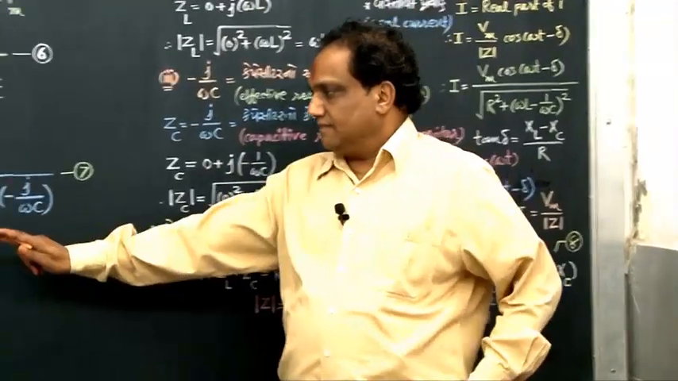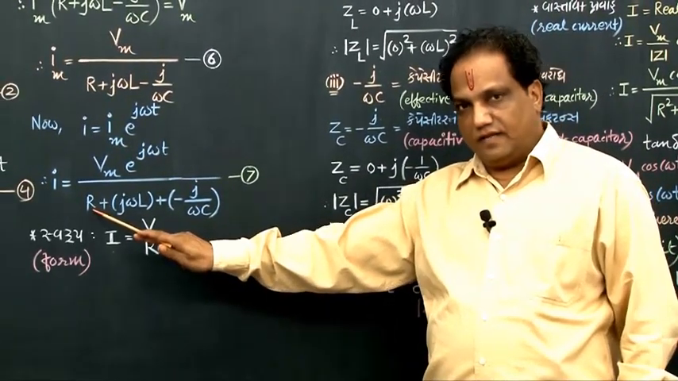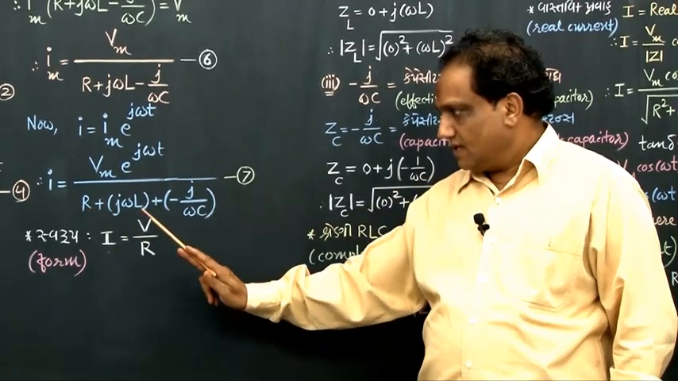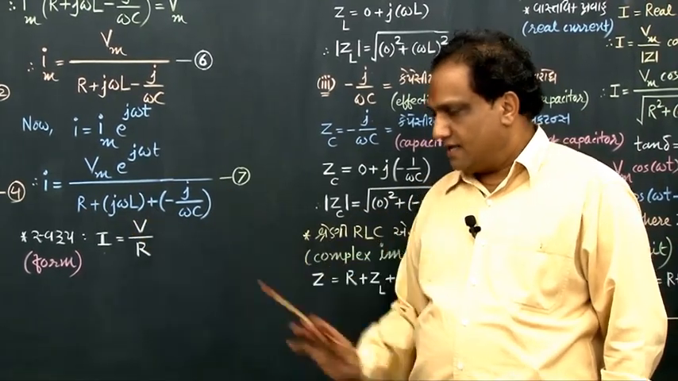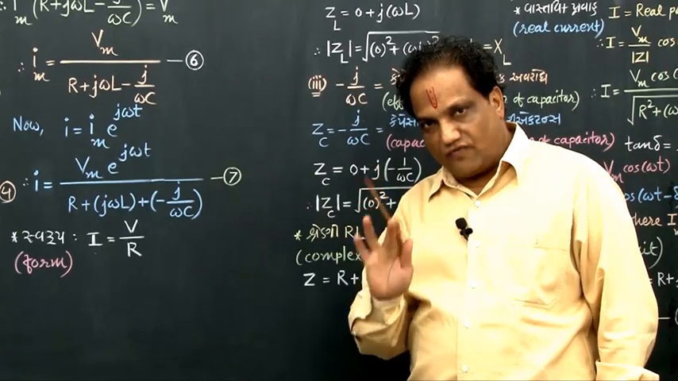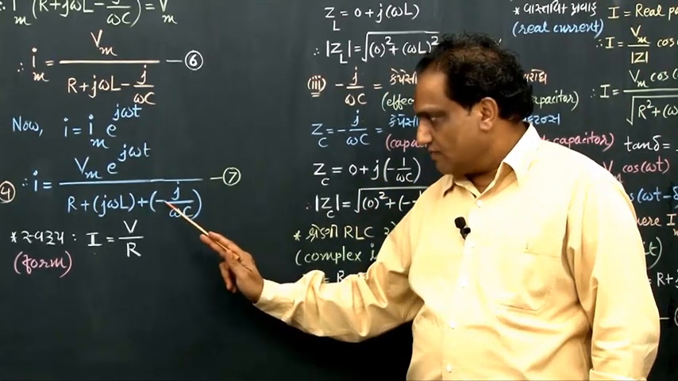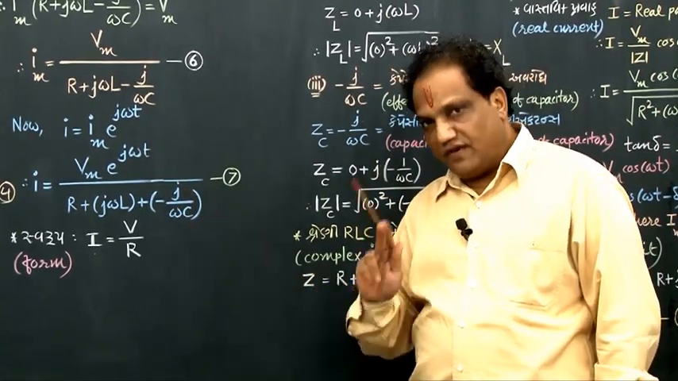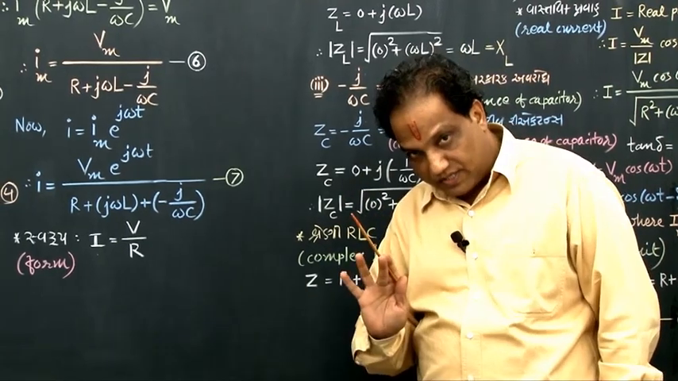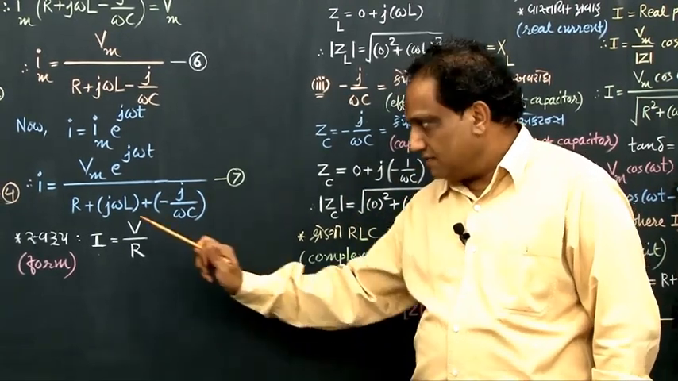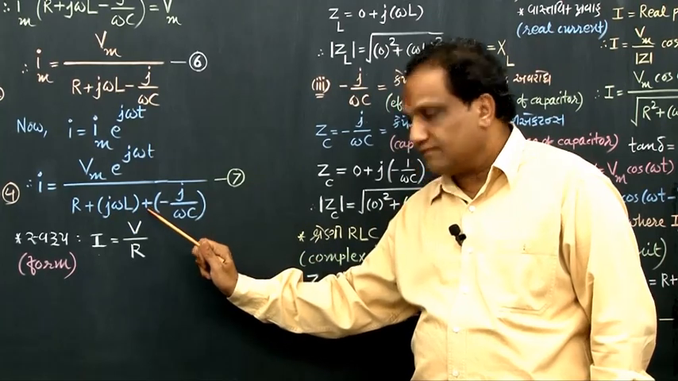Now tell me, what is the resistance of the resistor? What is j omega L? Effective resistance of an inductor. What is minus j upon omega C? Effective resistance of a capacitor. And what are you doing here? You are making their addition.